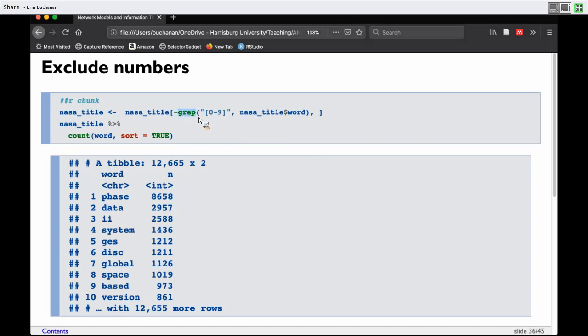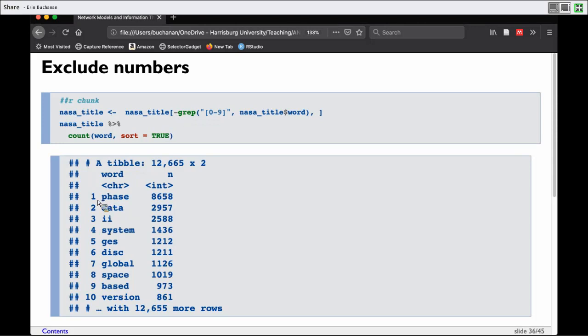So the grep function here finds this pattern. Okay, so grep here, find this pattern here, and then 0 to 9 means find the number and find it in the titles. And then we're going to drop anything. So this minus here says drop anything that has a number in its title. Okay, so grep returns a vector of numbers. I found in row 1 this number, and here's row 2, and here's row 3, and we're just going to drop all those ones that have numbers. And there are lots of ways to do this. I just really like base R's grep. grepl is another one. gsub if you want to substitute. So there are some base packages, or tidyverse has some packages too.